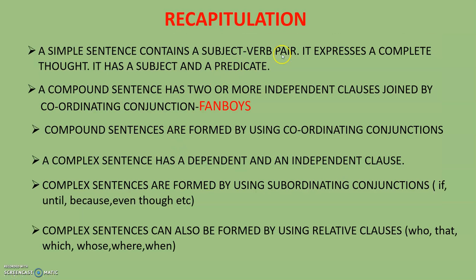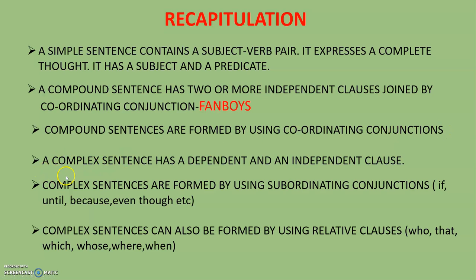Let's do a little recap of what we did in video 1. We saw the 3 types of sentences and we saw what are simple sentences. A simple sentence contains a subject-verb pair. It expresses a complete thought. It has a subject and a predicate. A compound sentence has 2 or more independent clauses, okay, joined by a coordinating conjunction. And we saw coordinating conjunctions are what? Fanboys, okay. Now this is just the clue word to help you know what the coordinating conjunctions are. So please learn that. Compound sentences are formed by using coordinating conjunctions.